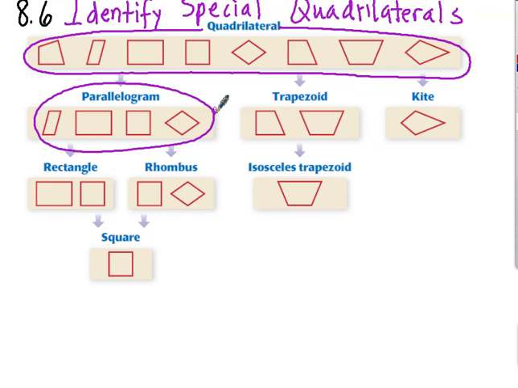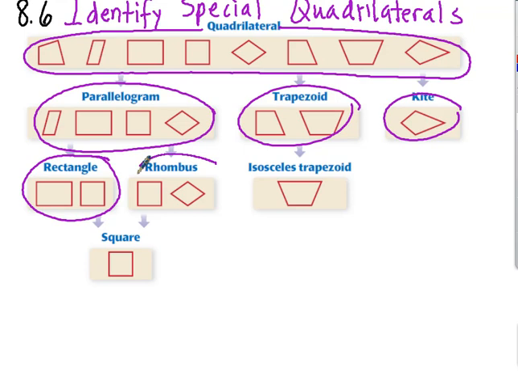parallelograms, trapezoids, and kites. And for parallelograms, we basically have two kinds of specialized parallelograms. We have rectangles and we have rhombuses, or rhombi. And of course, the most specific quadrilateral is the square. It has every property of all the quadrilaterals.